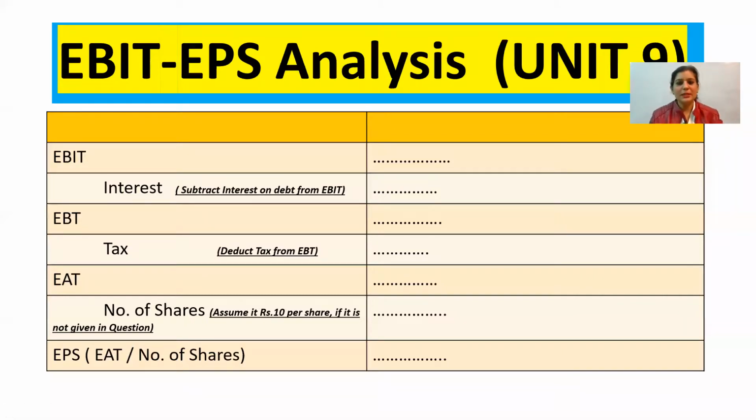Simple. EBIT minus interest minus tax, आपके पास आ जाएगा EAT, earning after tax, divided by number of shares. How do we calculate number of shares? By dividing total equity share capital by amount per share. If it is given in the paper, good. Otherwise, assume it is rupees 10 per share. And EAT divided by number of shares, EPS, earning per share, is your answer. So this is the best part of your paper, the numerical part.